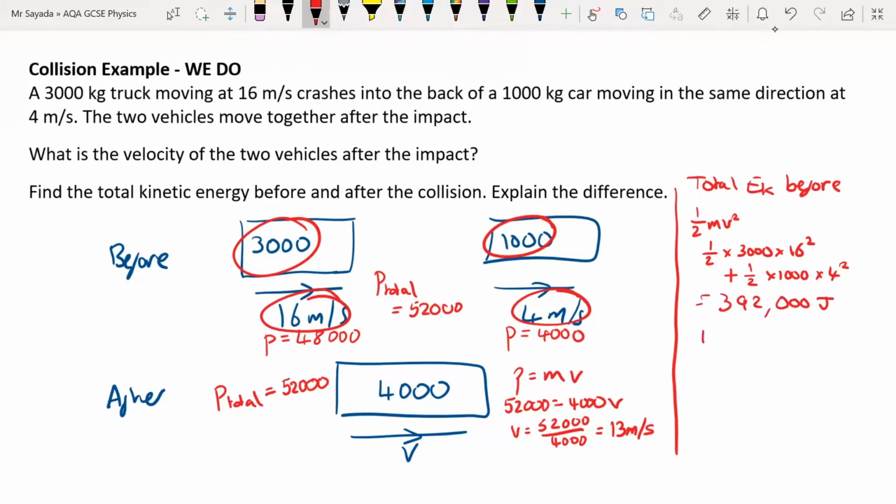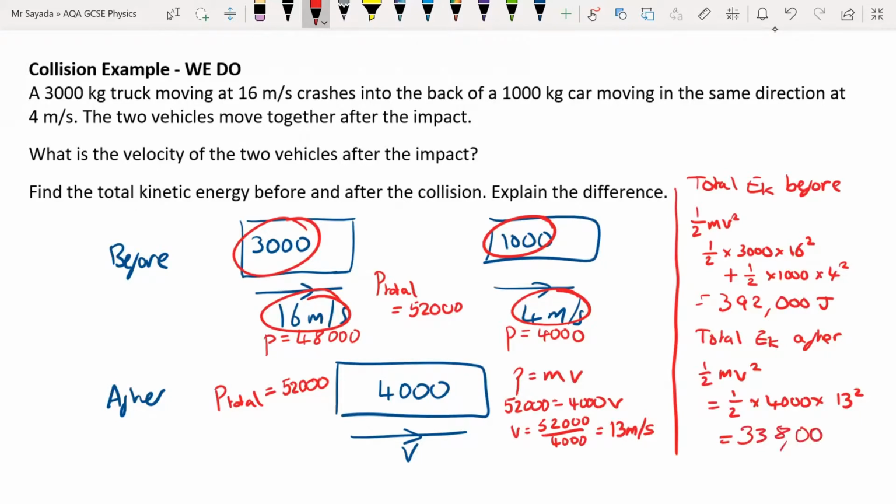Now I'm going to work out the total kinetic energy after. If you got the wrong answer for your total kinetic energy before, pause the video now and work out the total kinetic energy after the collision. Press play once you're ready. You should have now tried again to work out the total kinetic energy after the collision. So it's going to be half mv squared. So that'll be half times the new mass, which is 4,000, times the new speed, which is 13 squared. We use a calculator, so we got half times 4,000 times 13 squared, which is 338,000 joules.